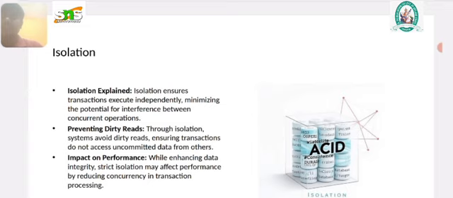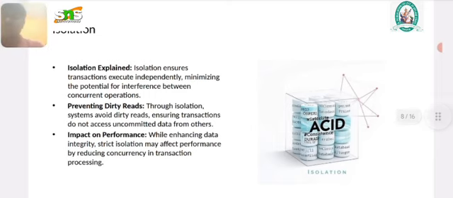Next is isolation. Isolation ensures that transactions execute independently, minimizing the potential for interference between concurrent operations. Preventing dirty reads: the isolation system avoids dirty reads, ensuring transactions do not access uncommitted data from others. Impact on performance: while enhancing data integrity, strict isolation may affect performance by reducing concurrency in transaction processing.